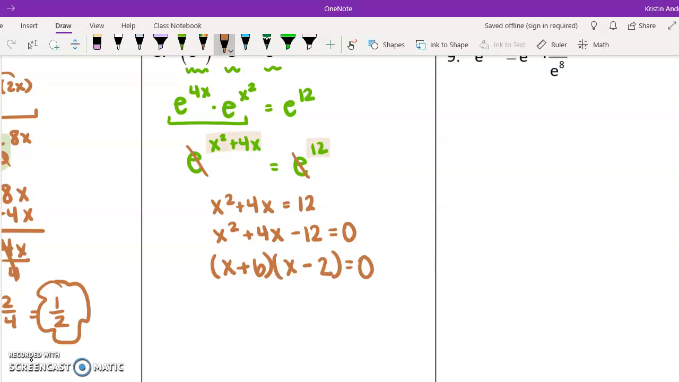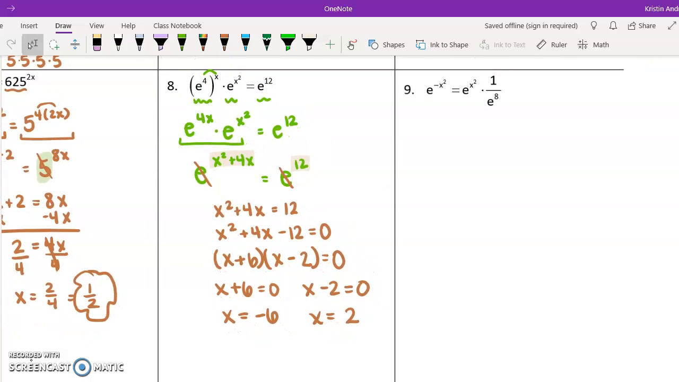This is now called the zero product property. So I'm going to take each pair and set them equal to 0. So I'm going to get x equals negative 6 and x equals positive 2. And then, is there any restriction on what my answers can be? No, there's no restriction. I could have positive answers or negative answers. So I need to have both of these. And they'll both work.